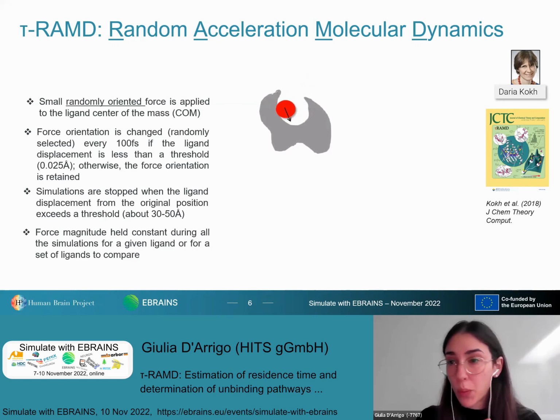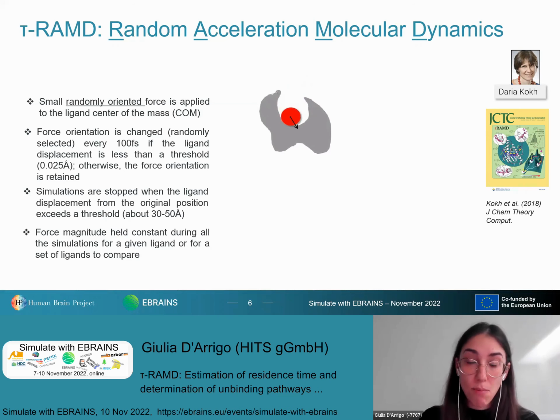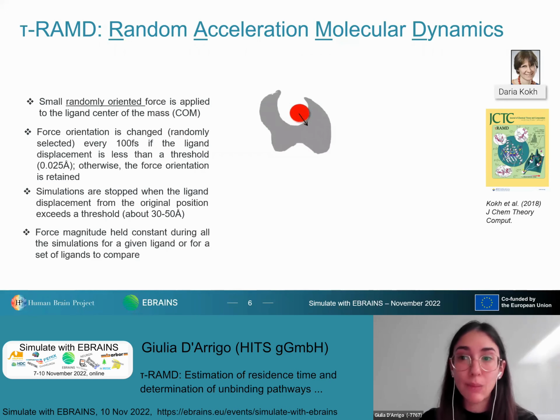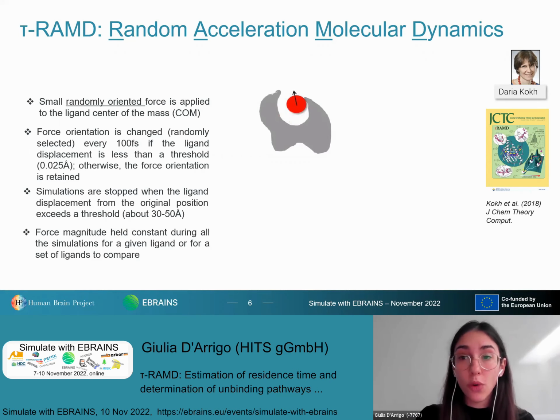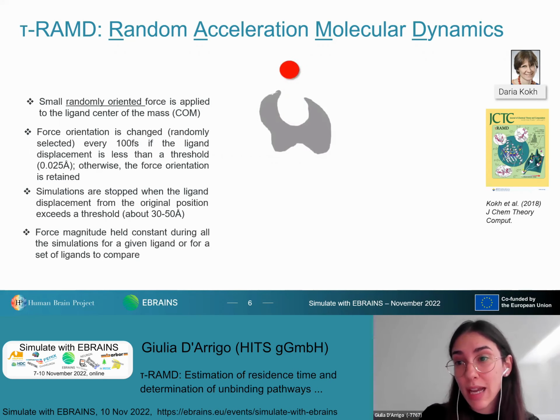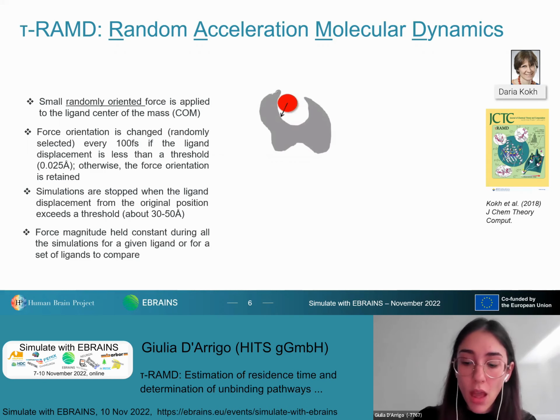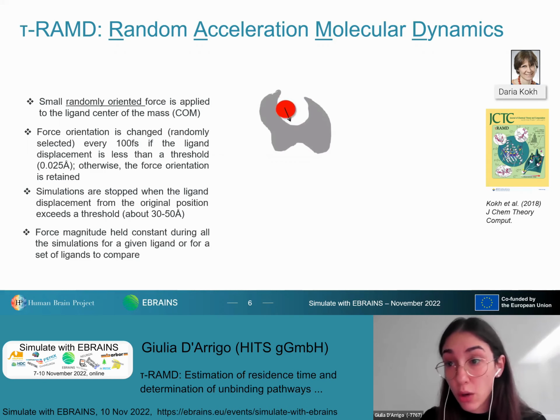Of course, what I want to stress is that the magnitude of the force that we are going to choose for a specific ligand must be held constant for all the RAMD replicas that you are going to run for your specific ligand, but also for all the ligands whose residence time needs to be compared. So in the end, what are the advantages of TauRMD?